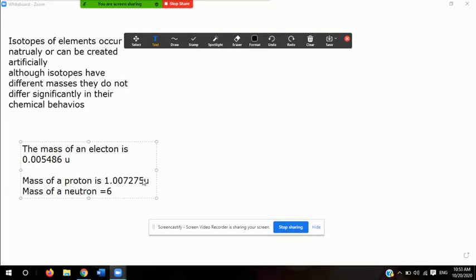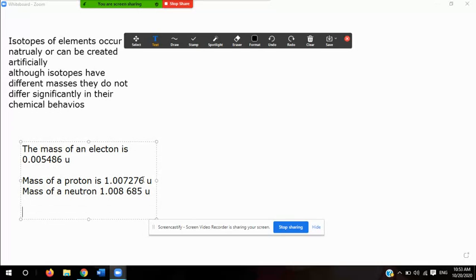And the neutron, which I'll give you in a minute. I realize that I wrote it wrong, it's 6. And the mass of the neutron is 1.008685 units, or unified atomic mass.